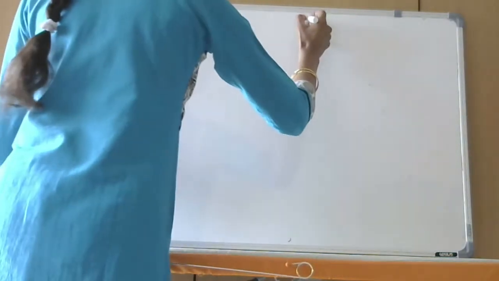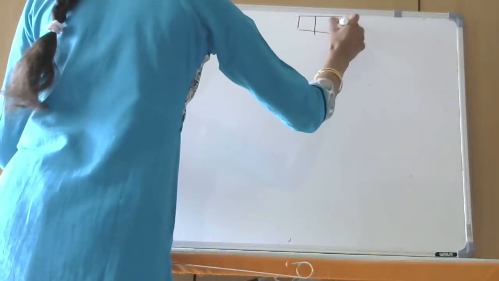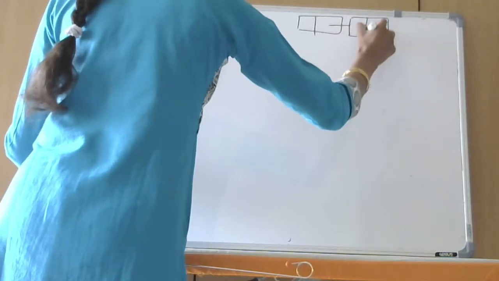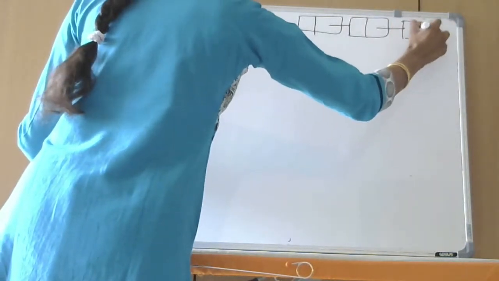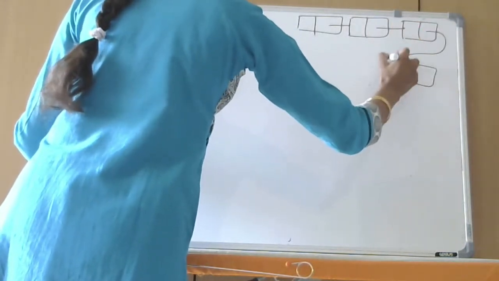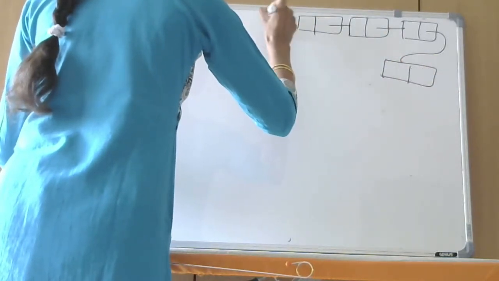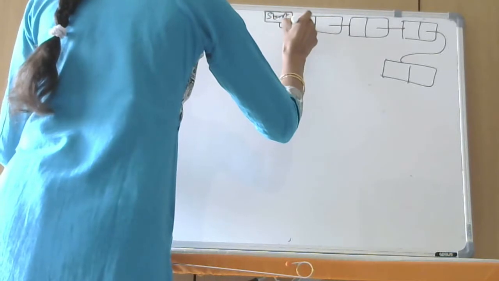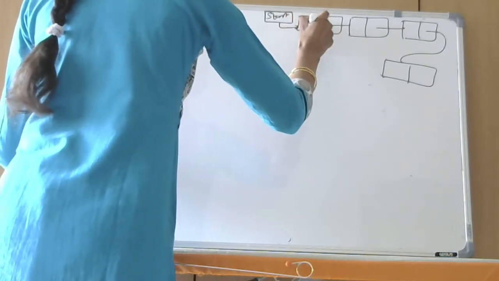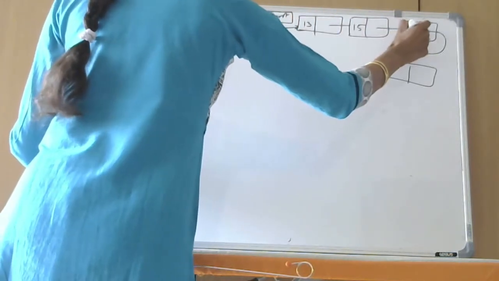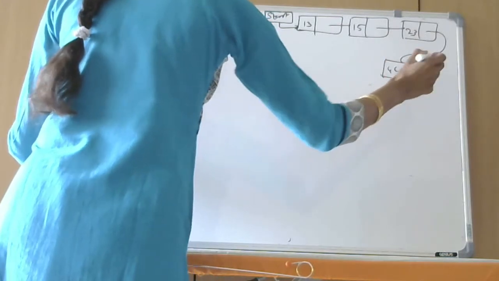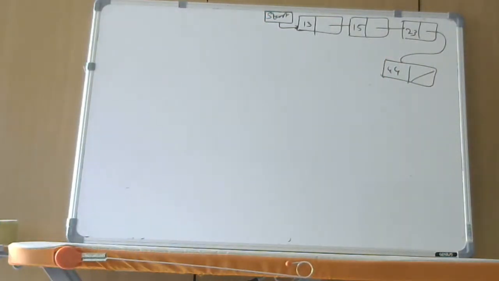I will take a simple example as I did in the last session. This is my existing linked list. Start is pointing to the first node. The nodes are 13, 15, 23, 44. This is my existing linked list.